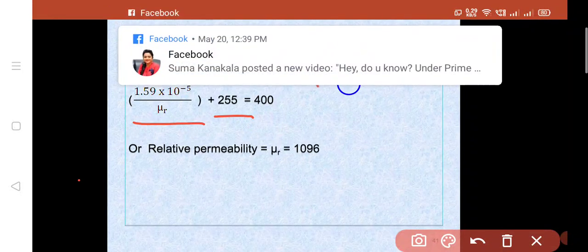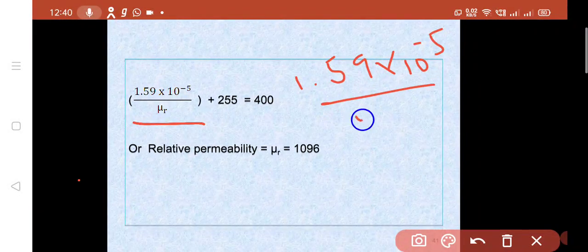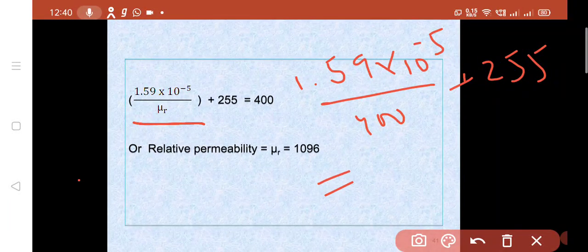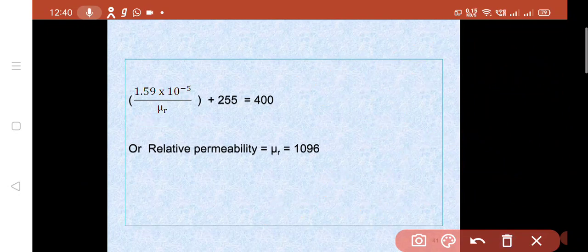So μr is equal to 1.59 into 10 to the power of minus 5 by (400 minus 255), which is 1096. This is the relative permeability. The relative permeability μr is equal to 1096.